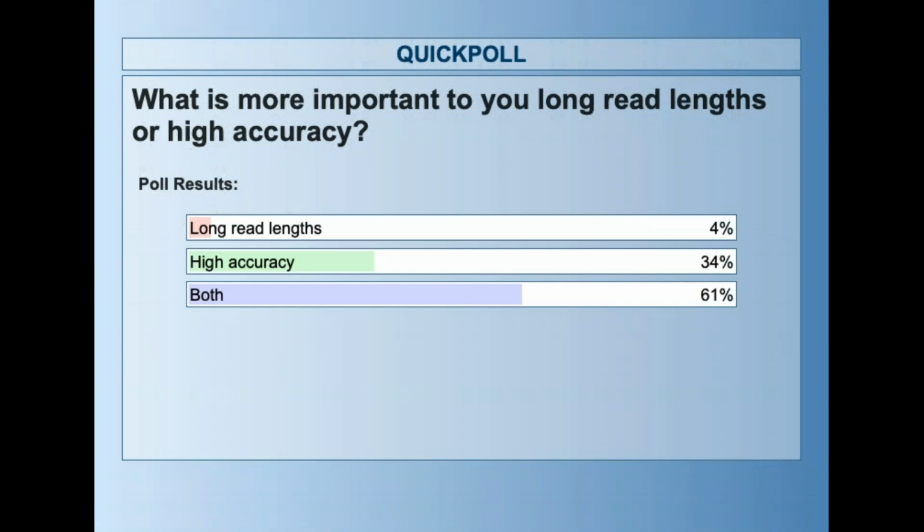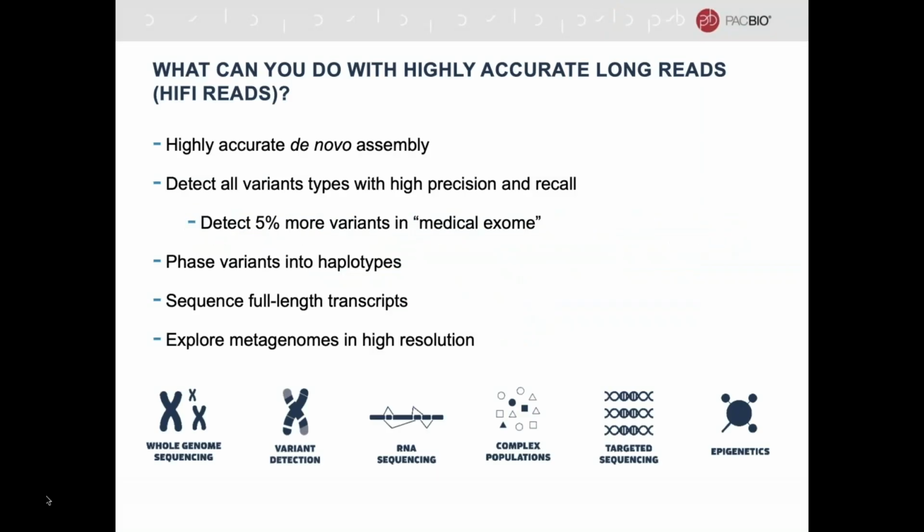So let's dive into that a bit deeper. What can you actually do with these highly accurate long reads, or HiFi reads? Well, first of all, you can take these HiFi reads and do your genome de novo assembly, and you're going to get the most complete assembly across any of the technologies. You can also take these HiFi reads and do variant detection, and no matter if you're looking at very small SNVs to indels or much larger structural variants, you're able to call all of them with very high precision and recall. You can take these variants and phase them into haplotypes.